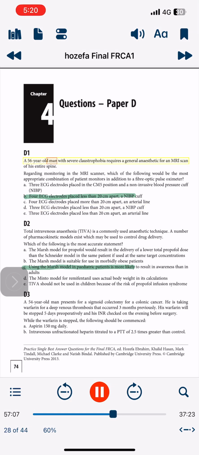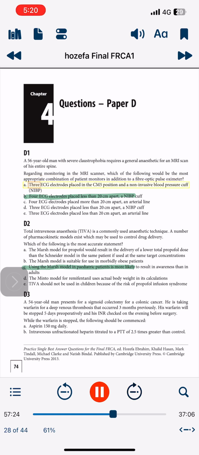A 56-year-old man with severe claustrophobia requires a general anesthetic for an MRI scan of his entire spine. Regarding monitoring in the MRI scanner, which of the following would be the most appropriate combination of patient monitors in addition to a fiber optic pulse oximeter?